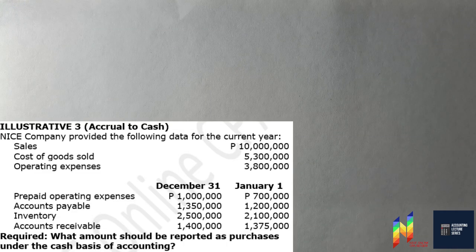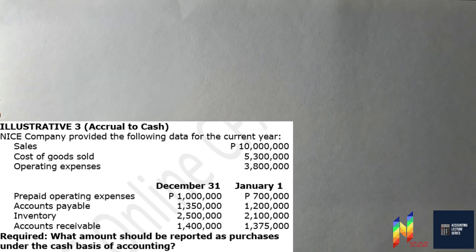Now, punta tayo dito sa illustrative problem number 3. So here, in illustrative problem number 3, Nice Company provided the following data for the current year. The question here is what amount should be reported as purchases under the cash basis of accounting? So given are the sales, cost of goods sold, and operating expenses.